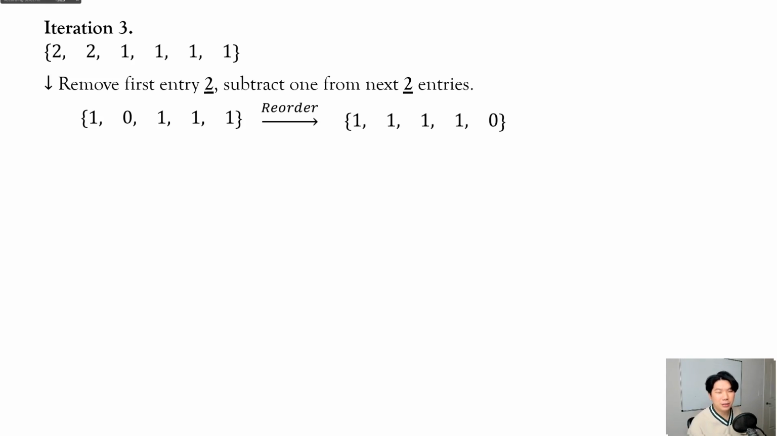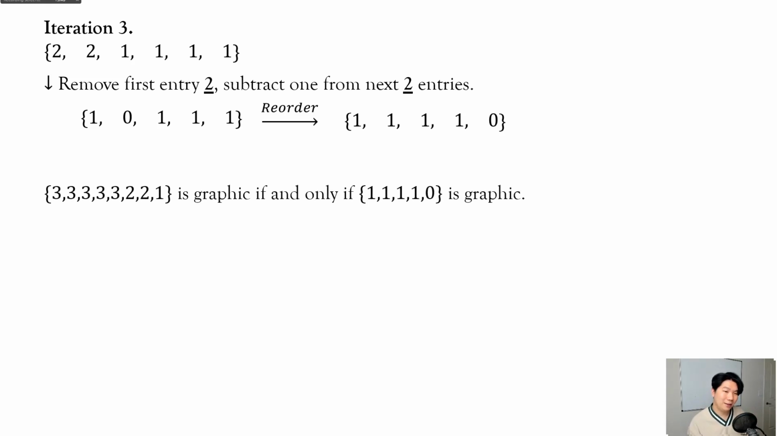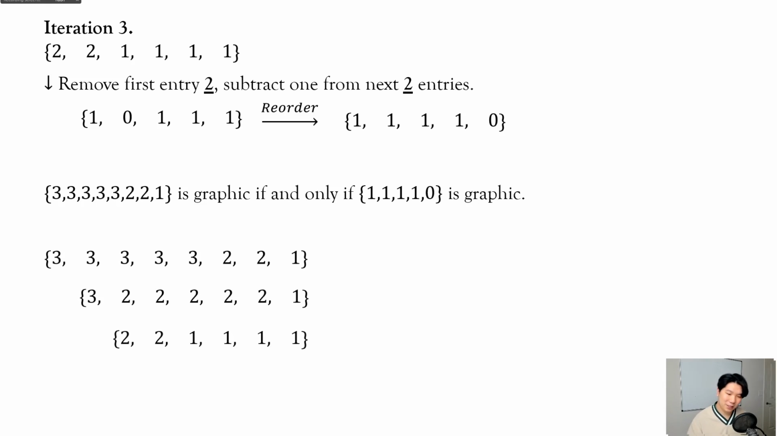So I'm going to claim that this should be a fair amount enough for us to check if we're graphic or not. By our algorithm theorem, we know that my original sequence is graphic if and only if my output, in this case 1, 1, 1, 1, 0, is graphic. So just to recap on what our algorithm did, we started off with this sequence. We reduced it down once through iteration 1, did it once more to iteration 2, and went to iteration 3. So all of these sequences are graphic if at least one of them is graphic.